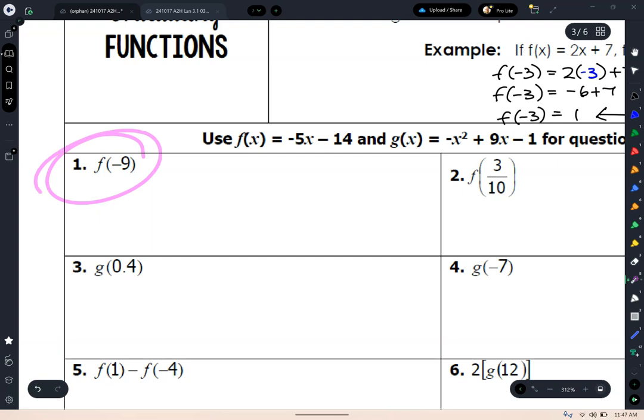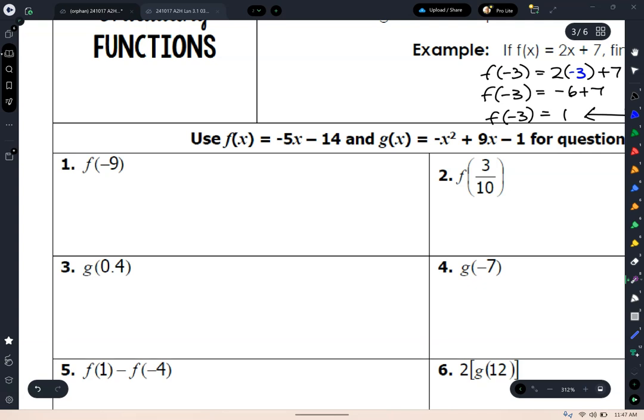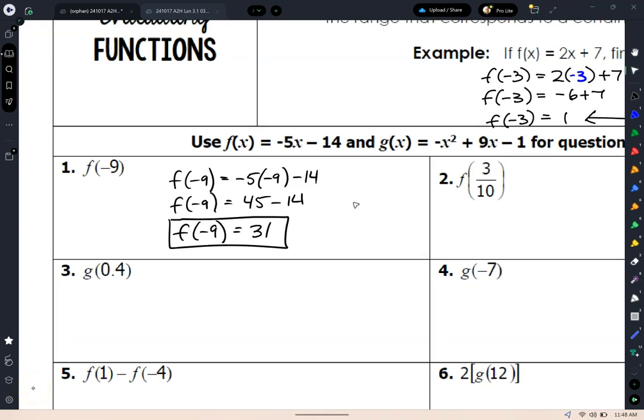let's do number 1 right here, okay? And you'll notice that here you're given 2 different kinds of functions. This is the f of x function, and this is the g of x function, okay? You're being asked to find f of negative 9. The value of the f function when the input is negative 9. Ready, go. Have come up with f of negative 9 is 31.